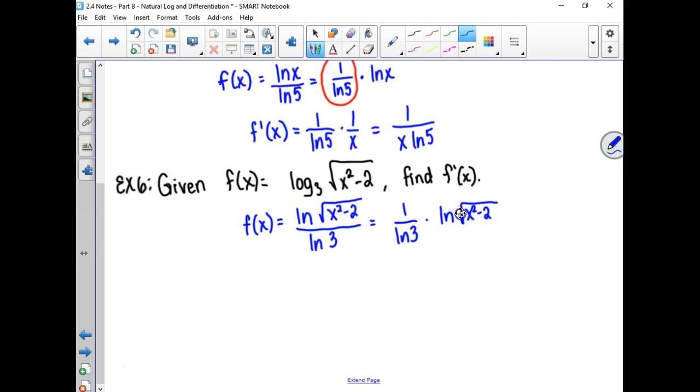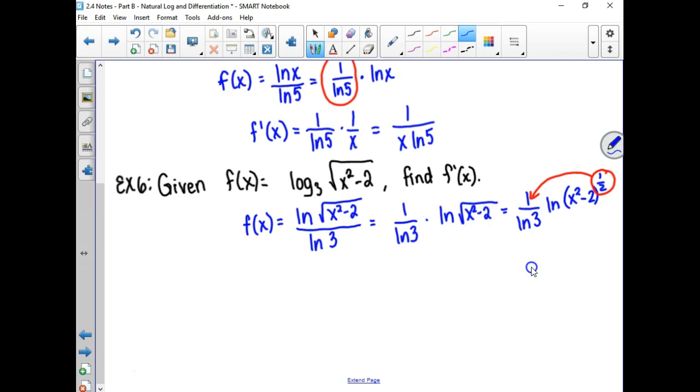Okay, I could pull out a 1/2 because this is the same as 1 over natural log of 3 times natural log of x squared minus 2 to the 1/2. And in those properties of exponents that we were reminding ourselves of yesterday, I can pull that out front as a coefficient. So that will make it easier to take the derivative here.